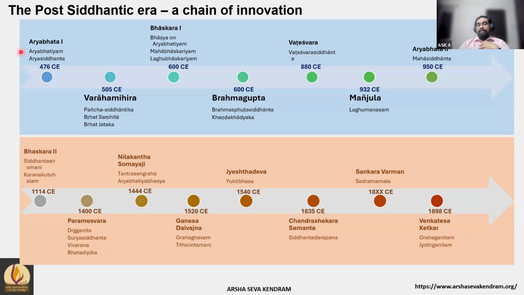So you can see that there is a continuous cycle of innovation happening for the last 1,500 years, slowly building upon the shoulders of giants and getting it to the stage where we are today. And each of them has had their role in advancing the study of Bharatiya astronomy.